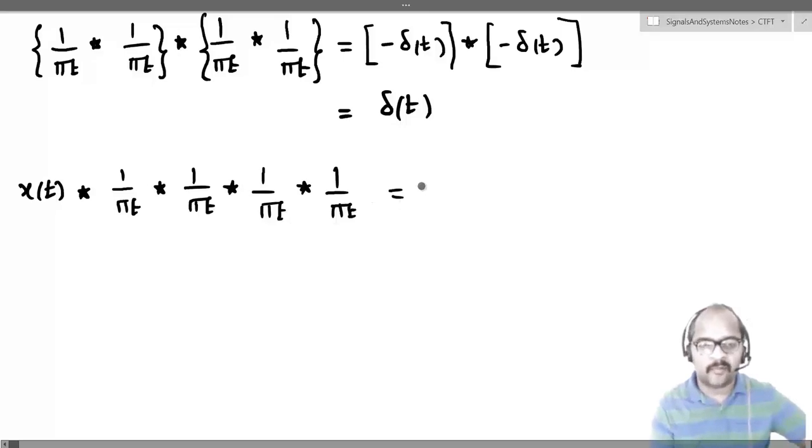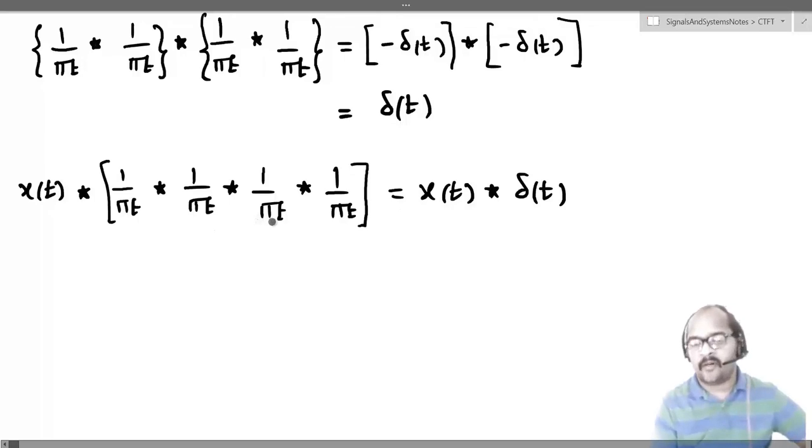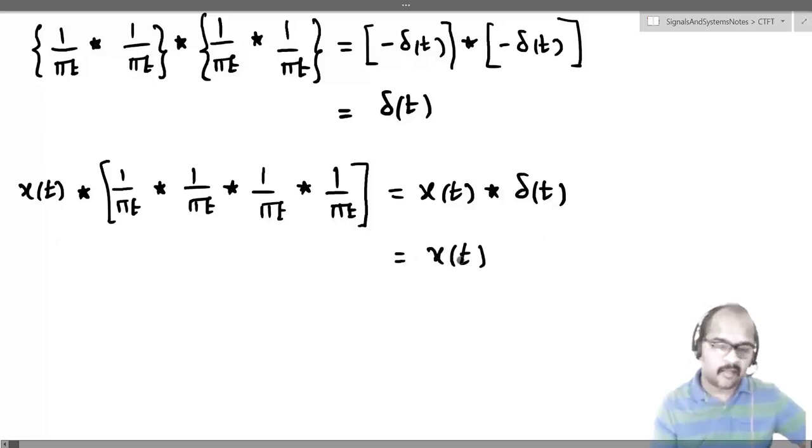So this should be equal to how much here? That should be equal to x of t convolved with delta of t. Why? This whole term, 1 by pi t, convolved with itself 4 times, what did we get? We got it to be delta of t. But we know that any signal x of t convolved with delta of t is x of t itself. So this implies what? If you take Hilbert transform of a signal 4 times, what does it mean? You will get back the signal.